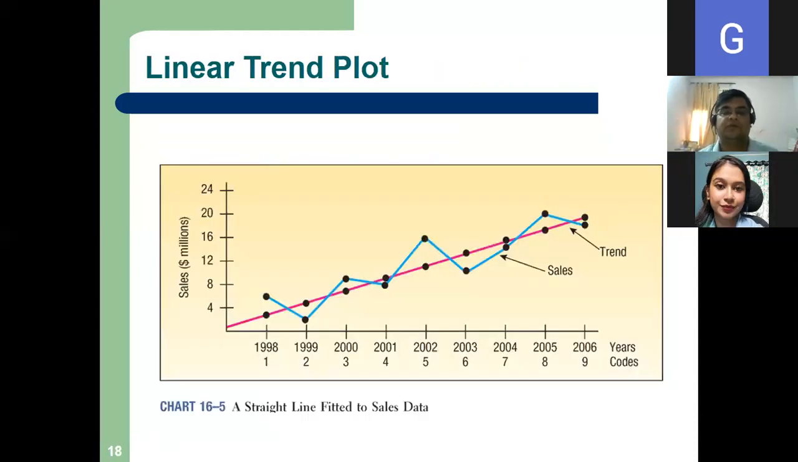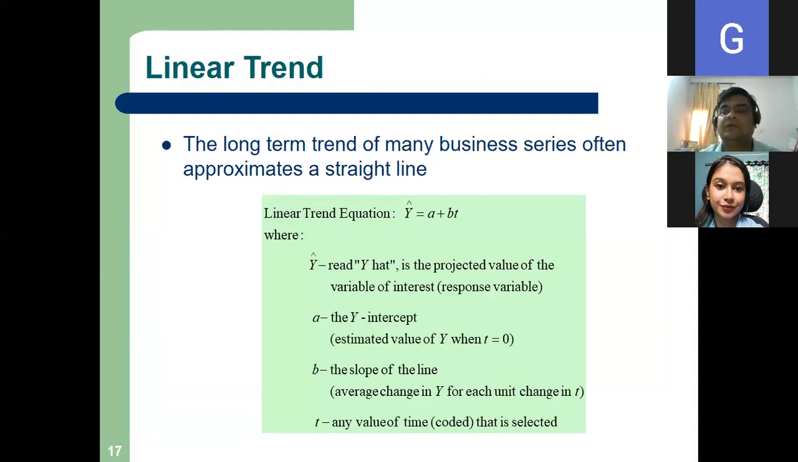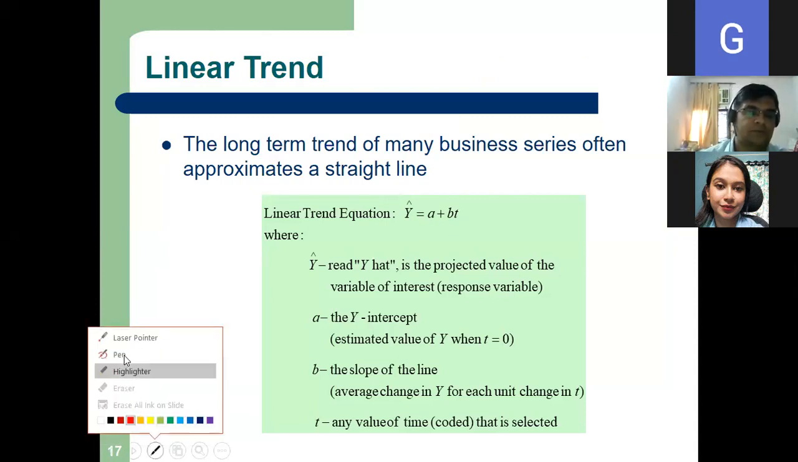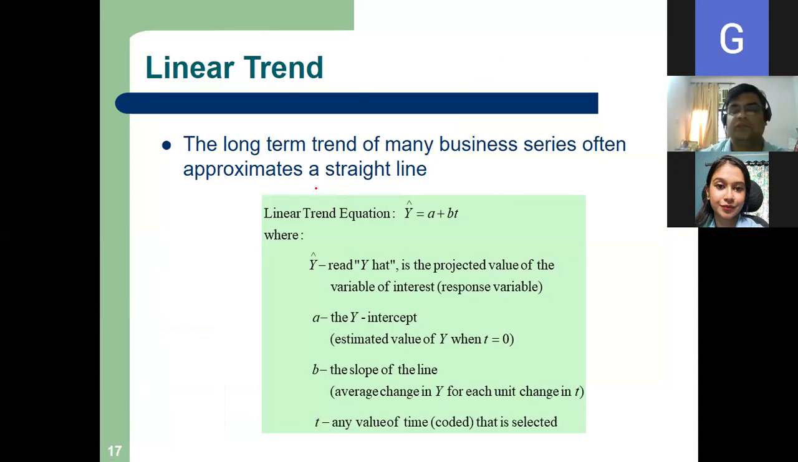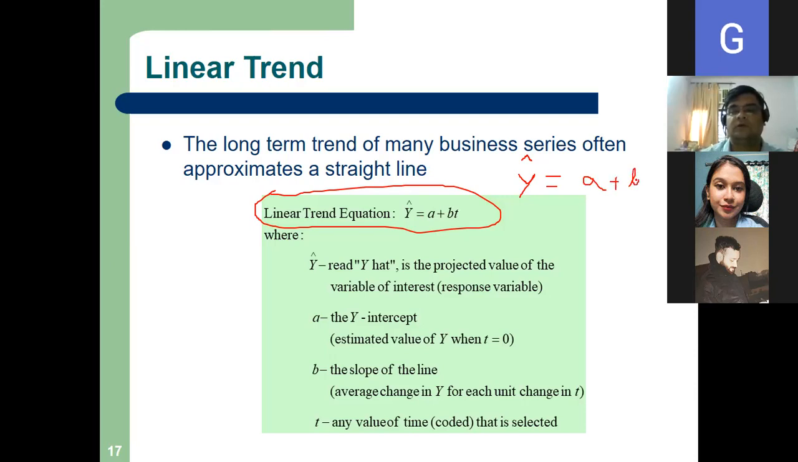So we'll move to linear trend first, and then we'll move to ratio to moving average. If you remember the regression equation, we had an equation: Y hat is equal to a plus b into x. Yes, very good. So this is our regression equation.